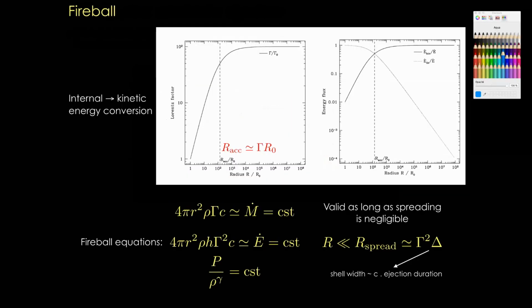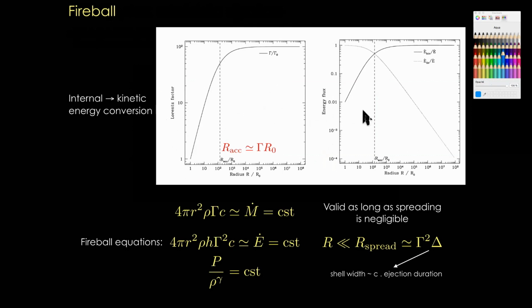So I show here a full calculation of the fireball model. Here you have the Lorentz factor as a function of the radius in units of the initial size of the source. You see clearly the linear acceleration in the first phase and then the saturation in the second phase. And the acceleration radius that I have estimated is given by this dashed line, so it's a good estimate.